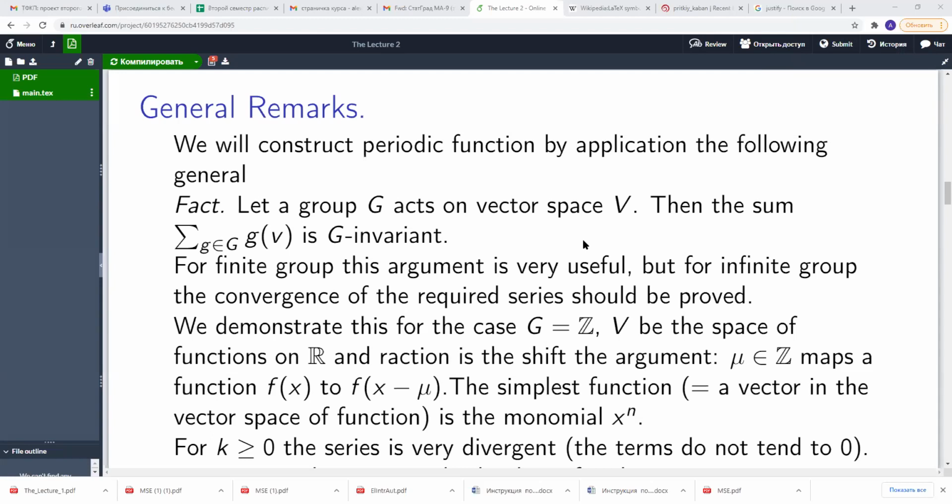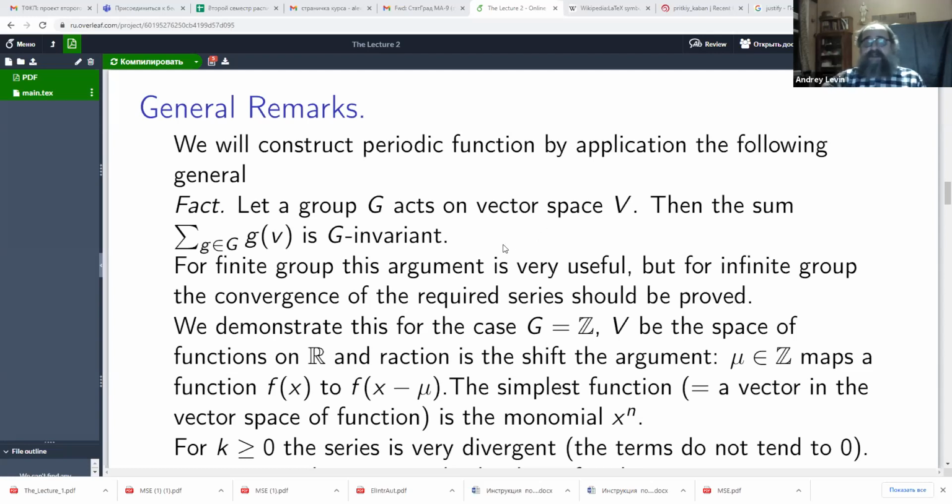So I want to construct a periodic function. For this, I can use the following idea: we have a space of functions, and we have an action of the group Z on it by shifts. Then a periodic function means that it is invariant with respect to this translation. Do you agree? So I have an action of a group on a vector space, and want to construct an invariant element. There is a universal way: just average the action on some vector by all elements of the group. The sum over g in G of g(v) is invariant.